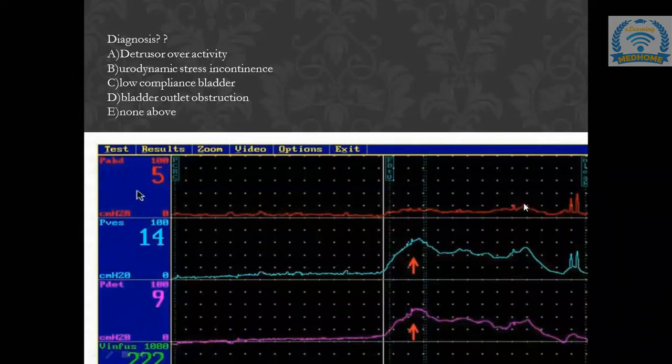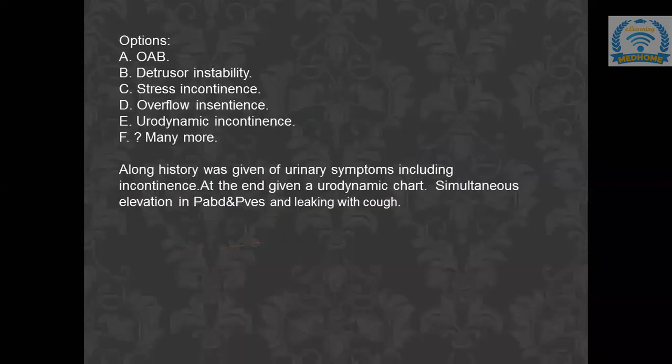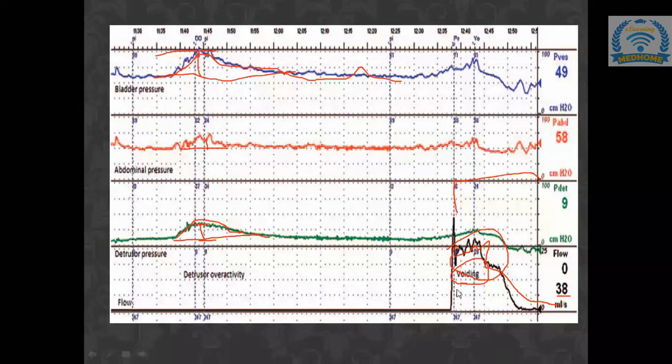How can we know whether it is the filling phase or the voiding phase? It is always written in the question. It is always mentioned in the graph that it is the voiding phase of the cycle or the filling phase of the cycle. If you see the graph, it is always mentioned. You're going to see in the graph that this part is marked as voiding. So it means that this part of the graph is the voiding phase and the remaining part is the filling phase of the cycle.